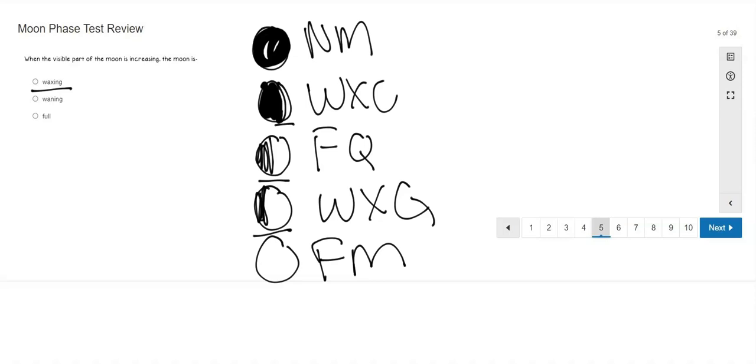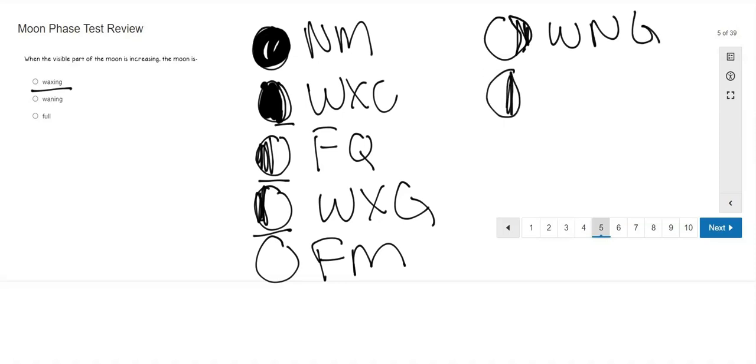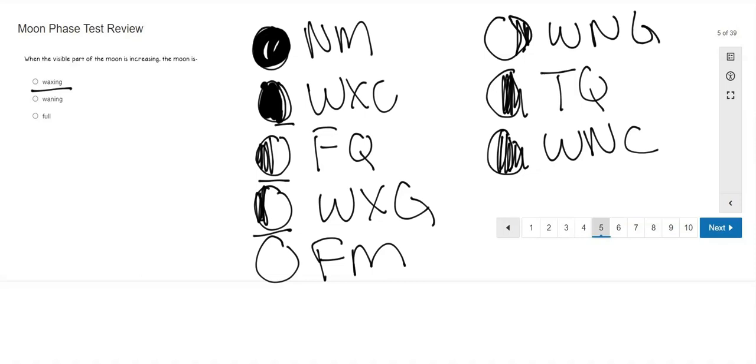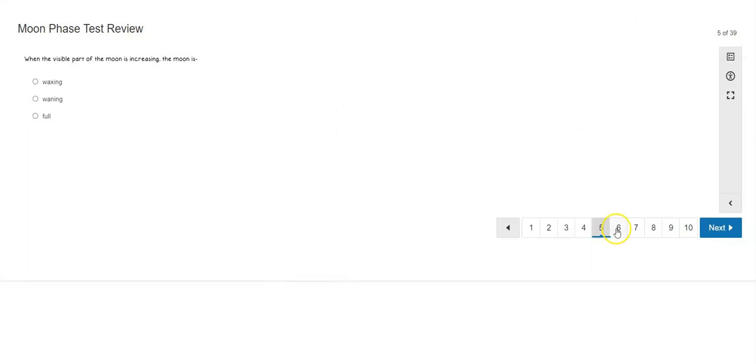Those are going to be our waxing phases. When it is decreasing, so full moon, waning gibbous, third quarter, waning crescent, now you'll see that the light is decreasing from the right hand side. That would be waning, but increasing right here is going to be waxing.